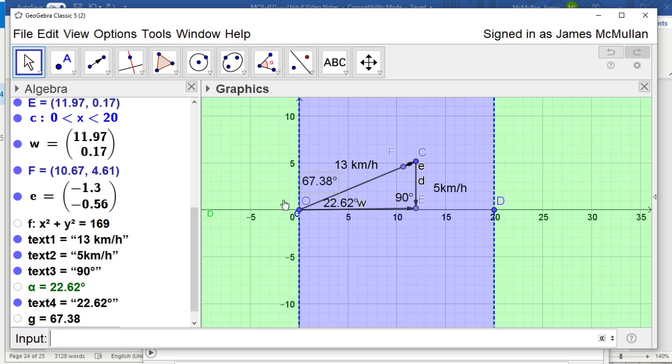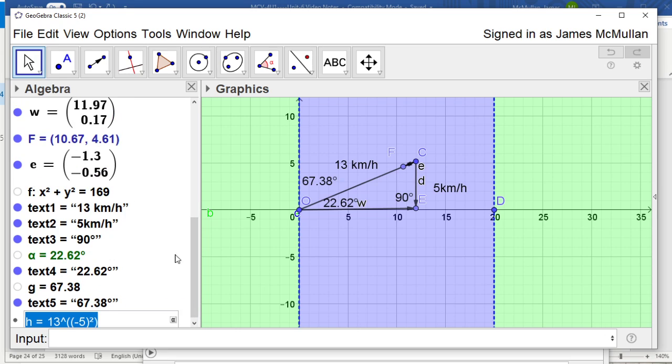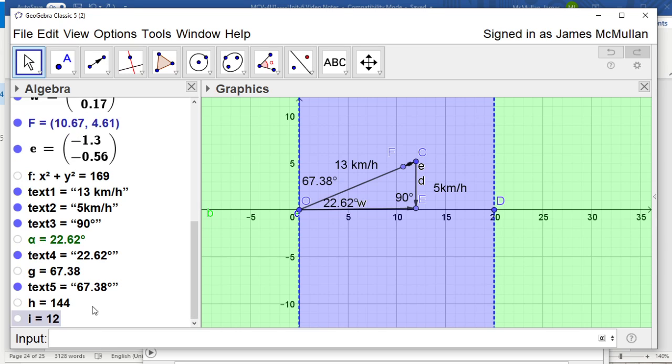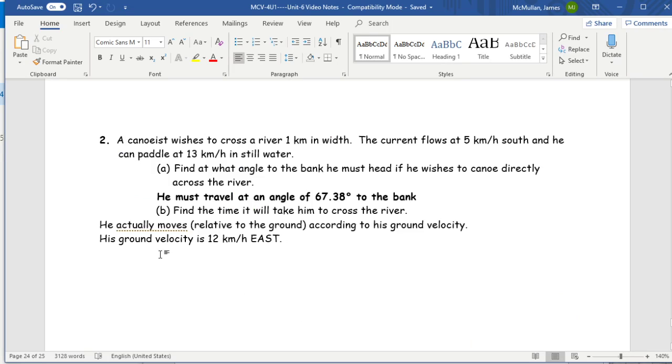How do I know it's 12? Because this is a right triangle. 13 squared minus 5 squared is 100. Okay, yikes. 13 squared minus 5 squared is 144, and the square root of that 144 is, of course, 12. So that's where I'm getting 12 from. So he's traveling at 12 kilometers per hour east.